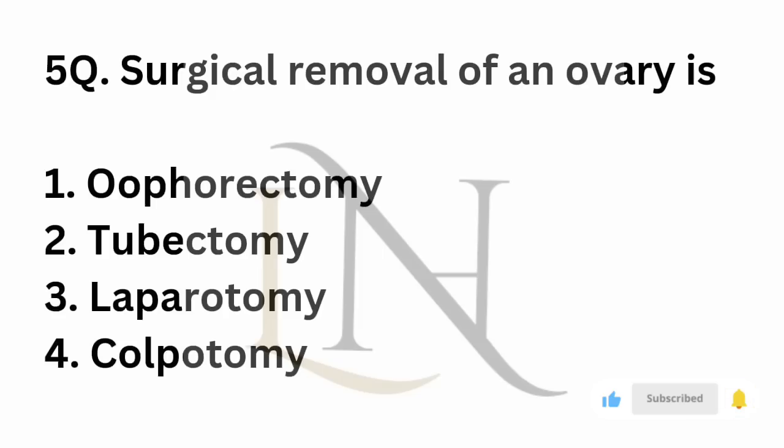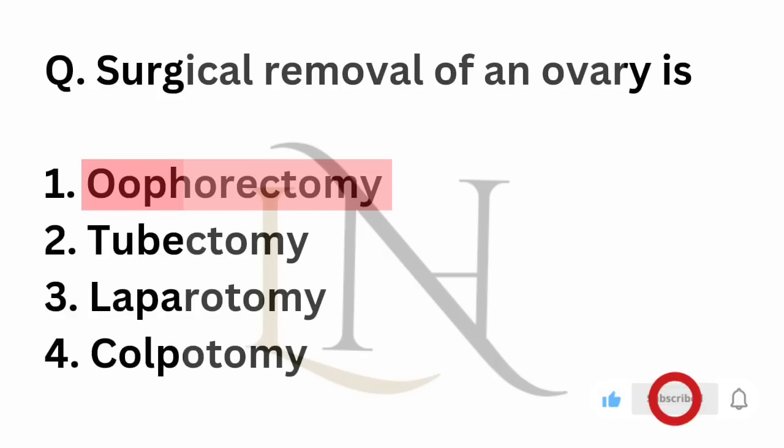Surgical removal of an ovary is option 1 oophorectomy, option 2 tubectomy, option 3 laparotomy, option 4 colpotomy. Answer is option 1, oophorectomy we call surgical removal of an ovary. Move to next MCQ.